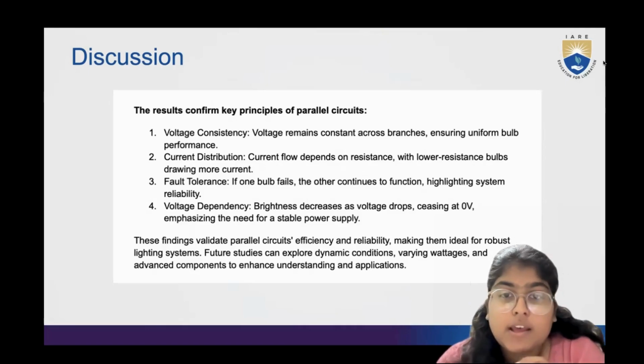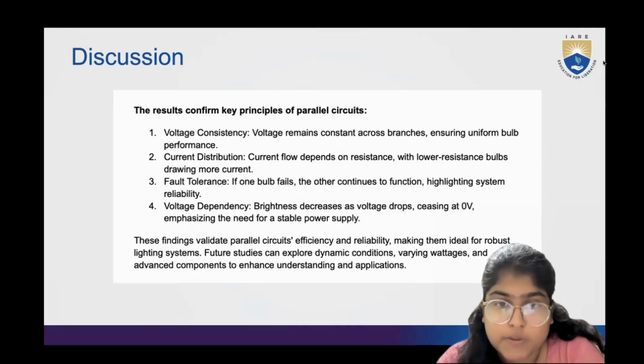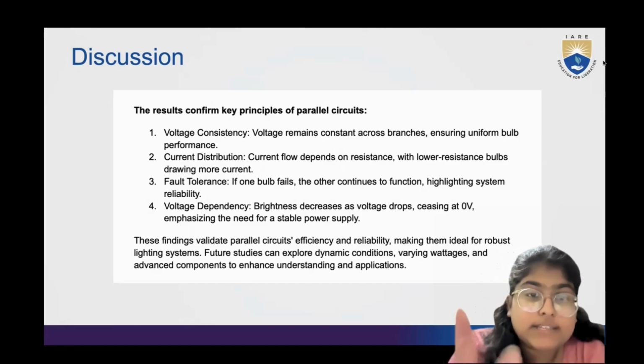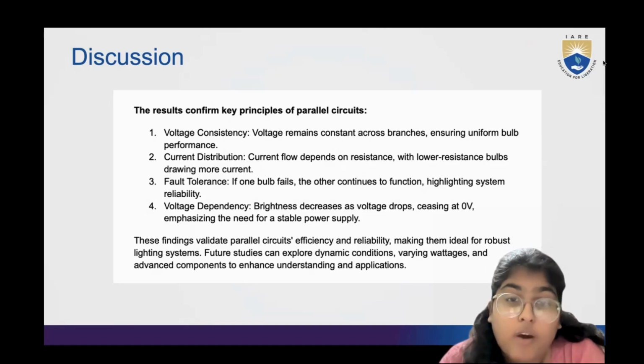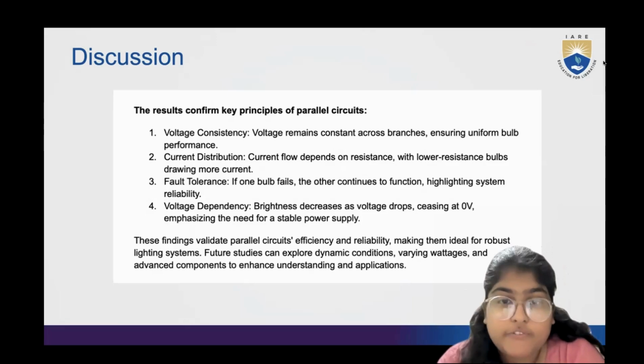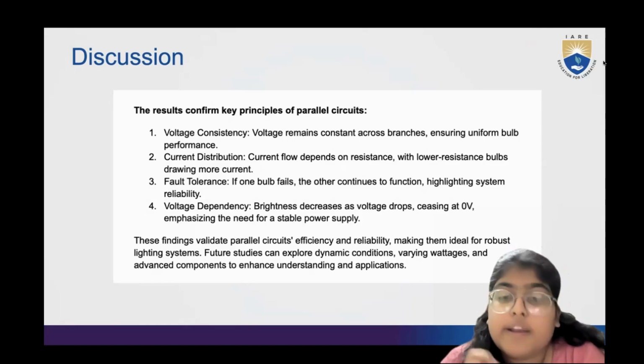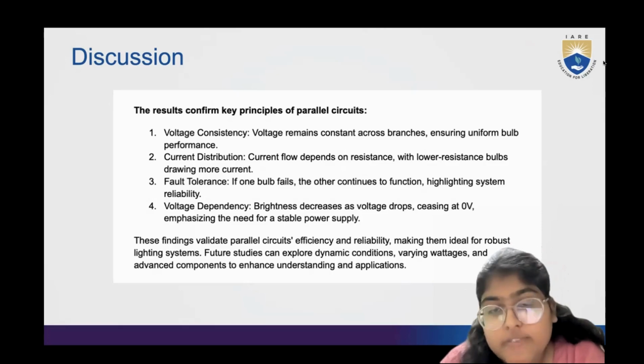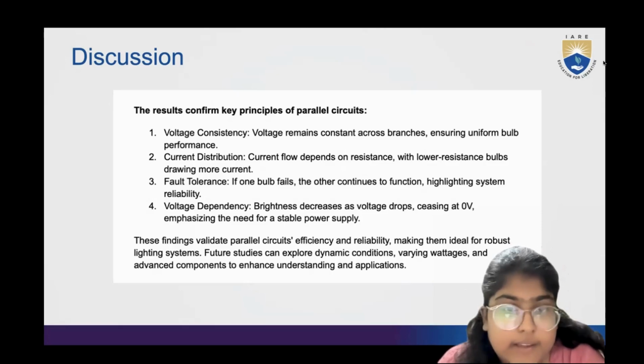Current distribution. The current through each branch was inversely proportional to the resistance of the bulb. The 250-watt bulb having lower resistance drew more current. And lastly, fault tolerance. Even with one bulb failing, the circuit maintained partial functionality, ensuring uninterrupted lighting. These findings underscore the reliability and efficiency of the parallel circuits, especially in applications where consistent performance is crucial.